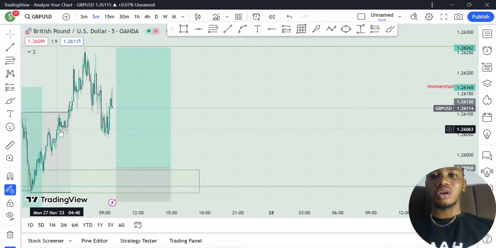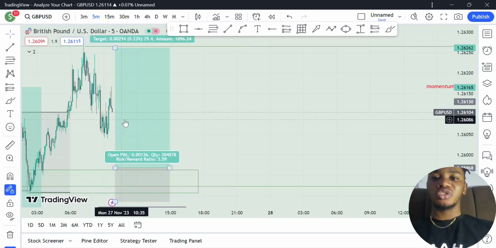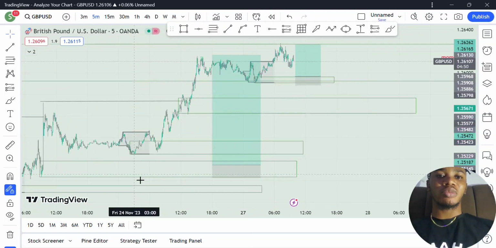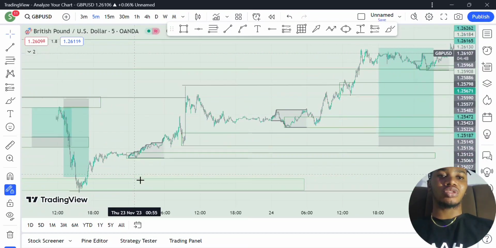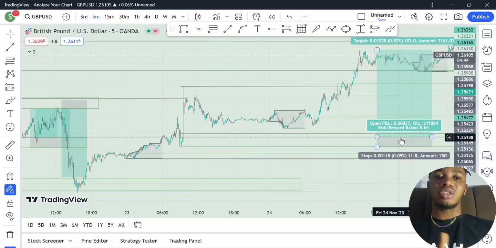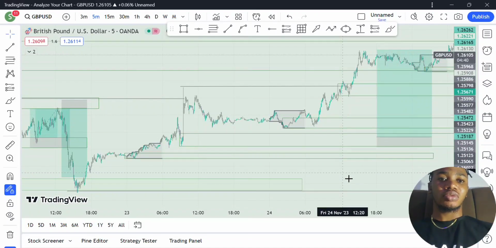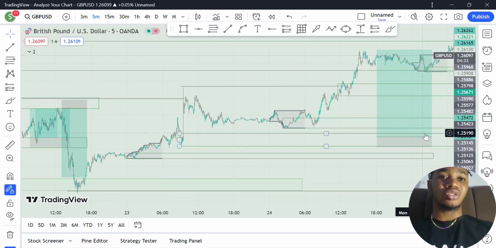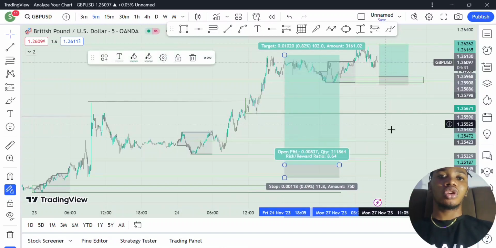But I'm being careful. I'm not taking any of this trade until price gets to my major point of interest. Where is my major point of interest? This is where I'm looking to buy from. And why am I buying from here? It's simple: momentum. I have this momentum in this chart, and that is why I got really interested to put out this video for you guys to see how this strategy works.